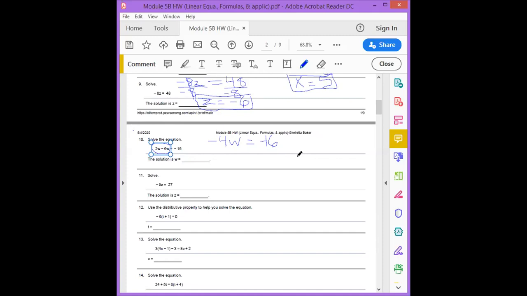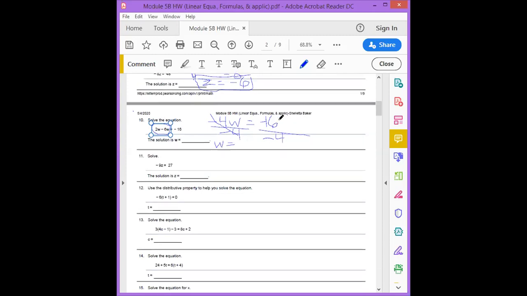Now to solve this equation, we want to get w by itself. So we will perform the opposite operation. The opposite of multiplying by negative 4 is to divide both sides of the equation by negative 4. We're dividing on the left, dividing on the right, by negative 4. On the left side, the negative 4's cancel, and we'll get w equals negative 16 divided by negative 4, which is positive 4. And negative divided by negative is positive. So positive 4 here.